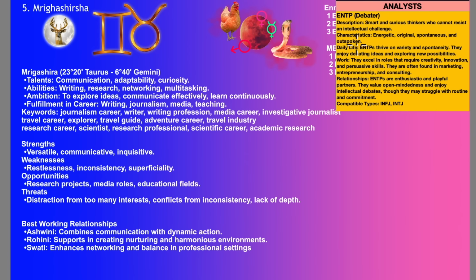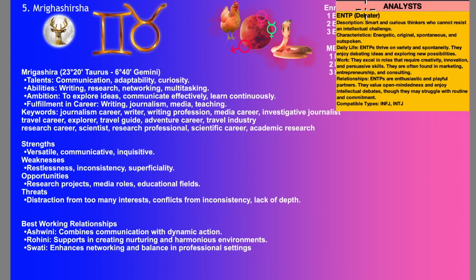Energetic, original, and spontaneous and outspoken. Dr. Jordan Peterson type creatures. Okay? Energetic, original, spontaneous, and outspoken. He's all of this. ENTPs thrive on variety and spontaneity. They enjoy debating ideas and exploring new possibilities. Excel in roles that require creativity, innovation, and persuasive skills. Marketing. So one of the careers can be for Mrigashira because they are good in research and communication and curiosity. Combine communication, curiosity with ENTP.